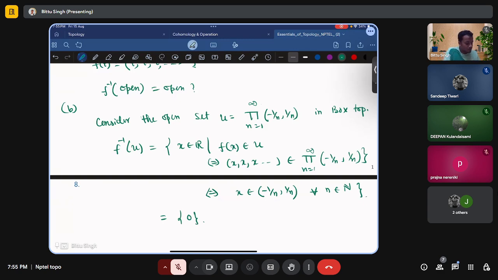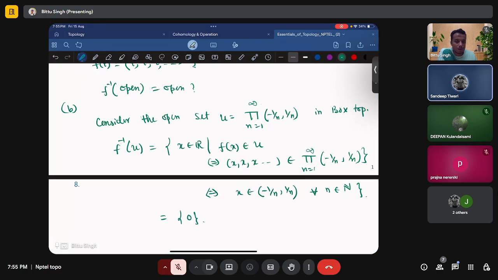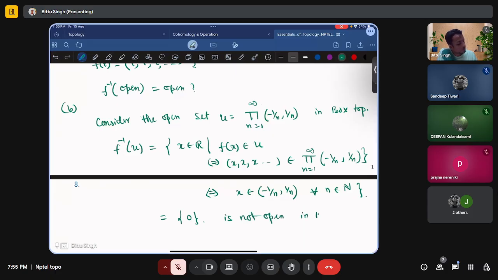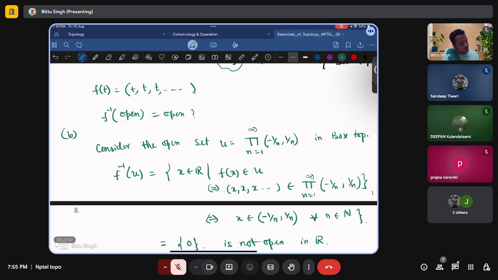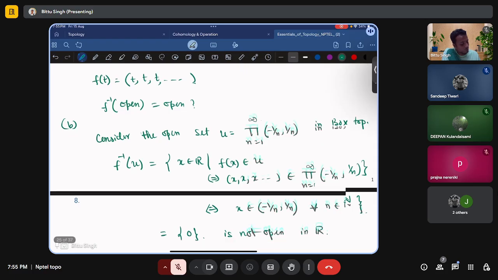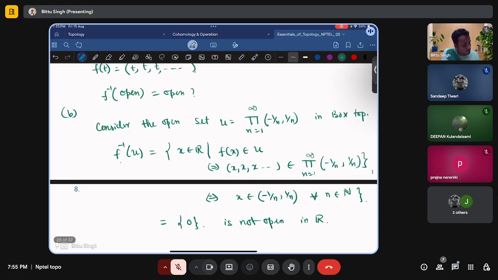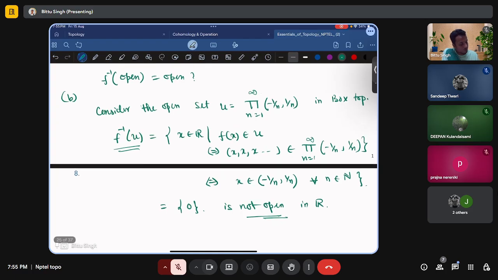Now, is {0} open in R in the usual topology? No, not open. So we started with an open set, and we see that the inverse image of that open set is not open. Therefore f is not continuous with respect to box topology.